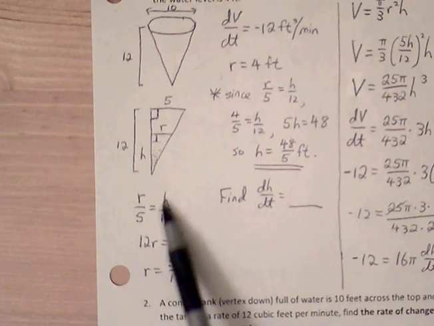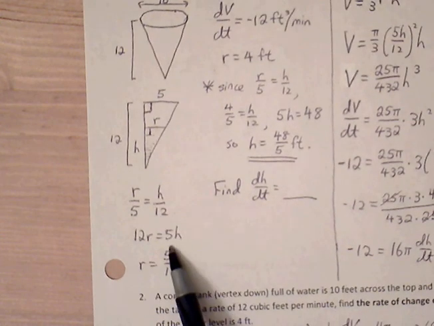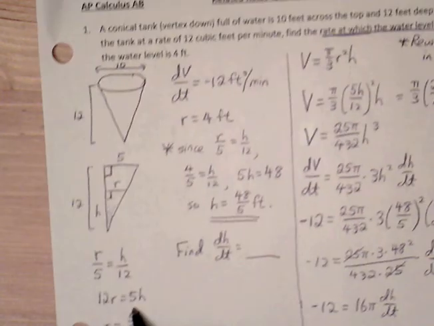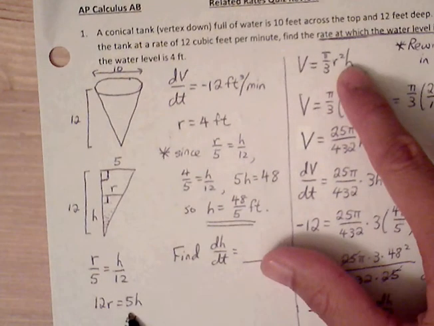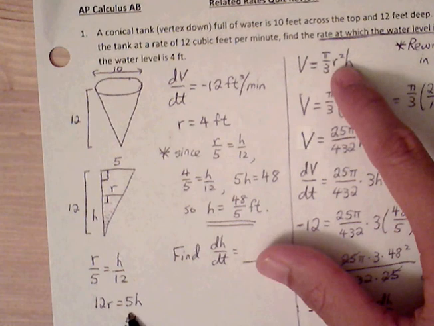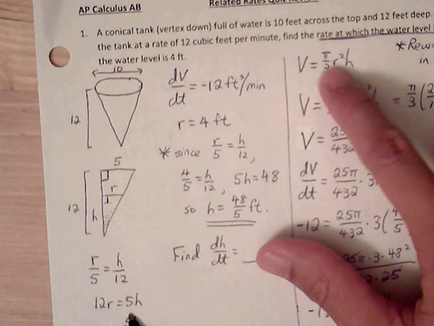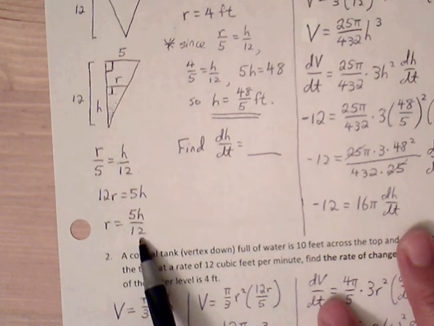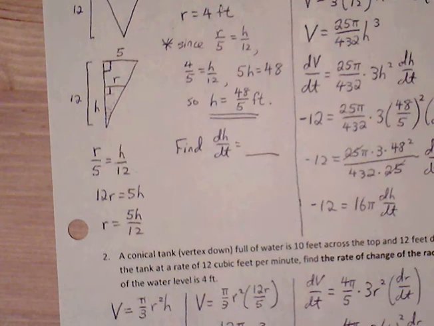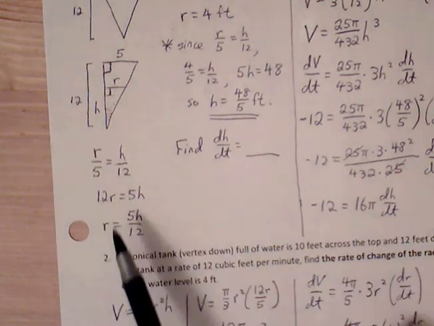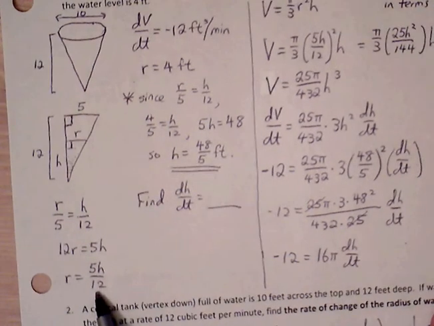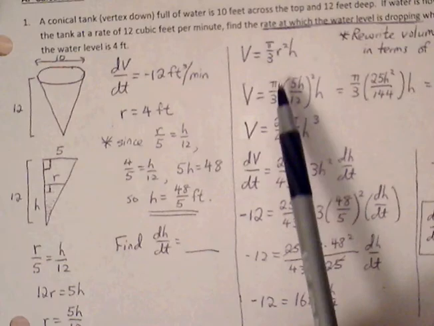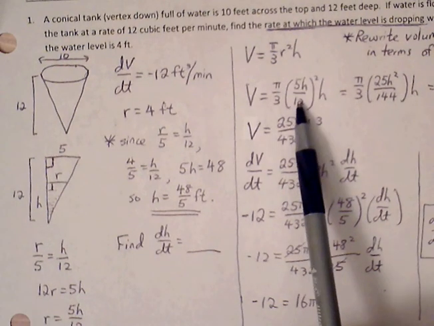If we do cross product, we get 12r equals 5h. Now let's look here. We want to replace r, so we want to solve for r so that we can get this in terms of height. So if we solve for r, we get r is equal to 5h over 12. So now we can start making our substitutions. Okay, and 5h over 12 will replace r, so r gets replaced with 5h over 12.